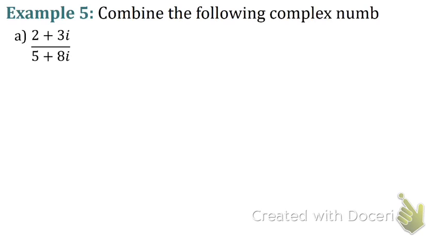In this final example, we're going to combine the following complex numbers. We have a complex number divided by another complex number. Our complex number is 2 plus 3i divided by 5 plus 8i. To simplify this, we need to use conjugates. So I'm trying to simplify the denominator. I do not want imaginary numbers in the denominator. Okay, so what I'm going to do is I'm going to multiply by the conjugate.